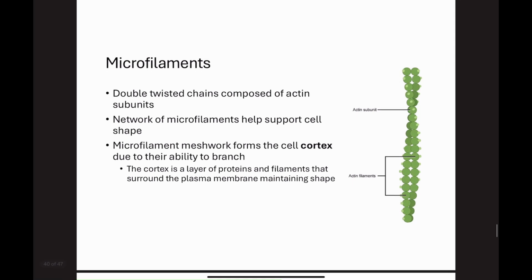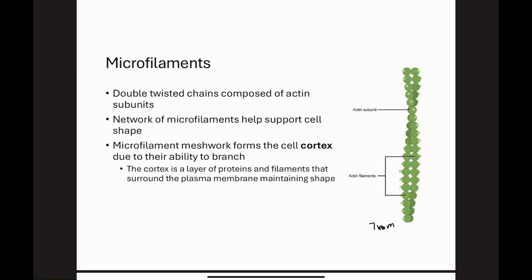So now we're going to talk about our microfilaments. Our microfilaments are known as actin filaments as well. They are about 7 nanometers in diameter, and they're present in all eukaryotic cells. Each microfilament is built like a twisted double chain of actin subunits. And these microfilaments can form structural networks because of their ability to branch.